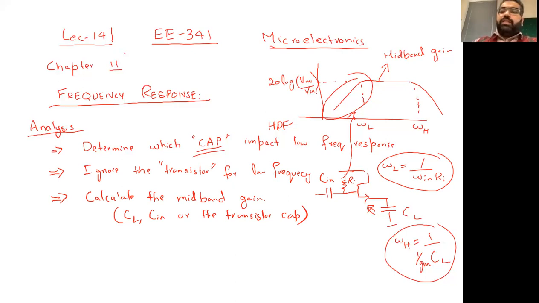Once we have done this, we have figured out the omega L point and the mid-band gain, and now we are concerned about the high frequency response. For the high frequency response, what we need to do is, from every node to ground, we will find the capacitance. There will be the CL load capacitances.